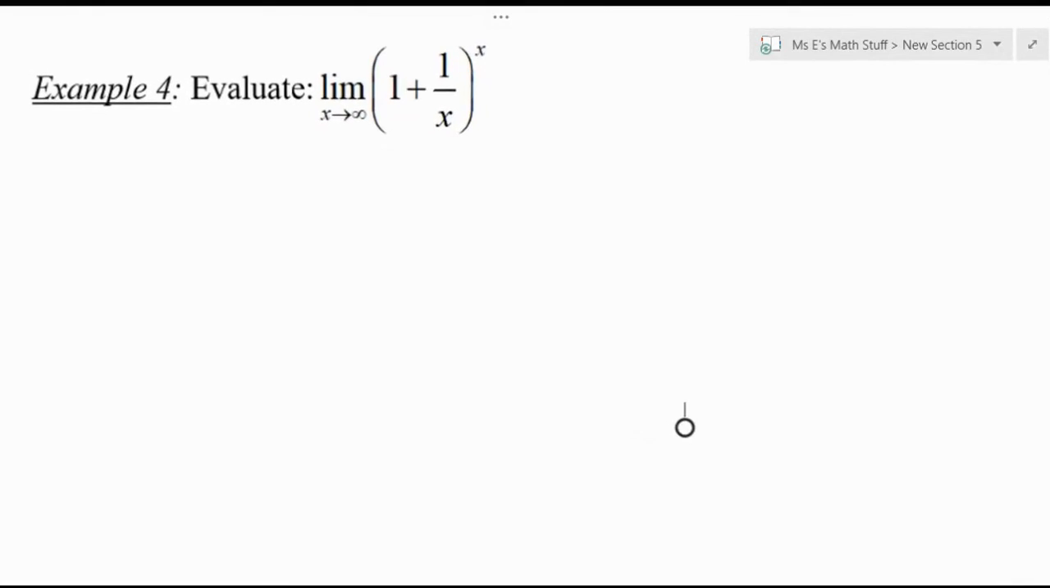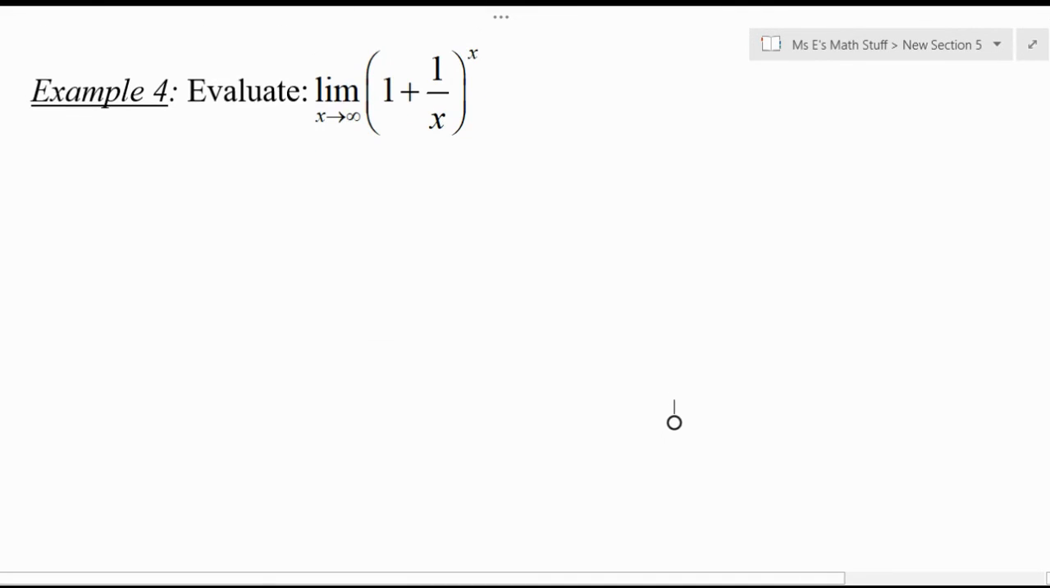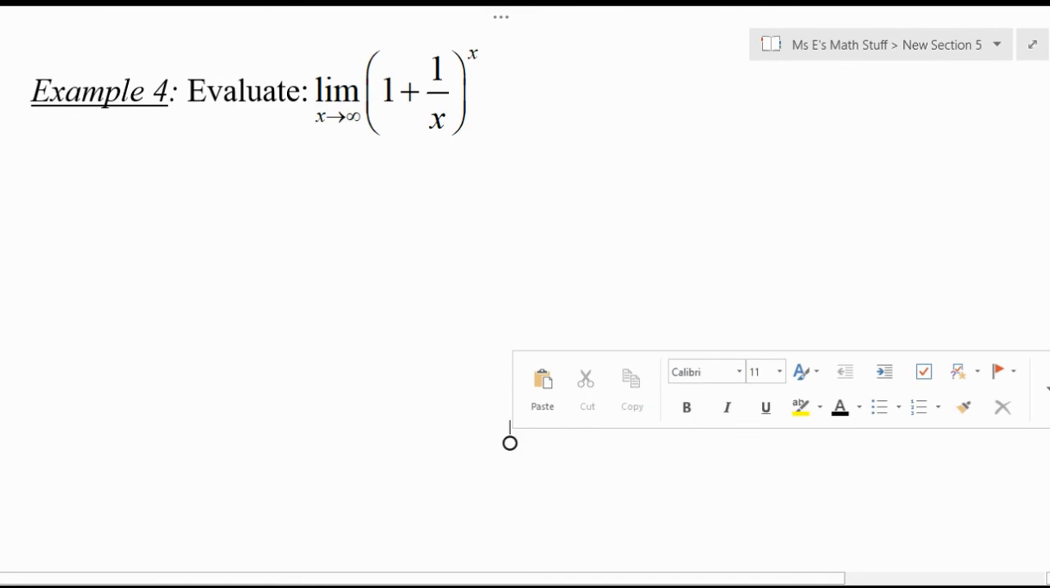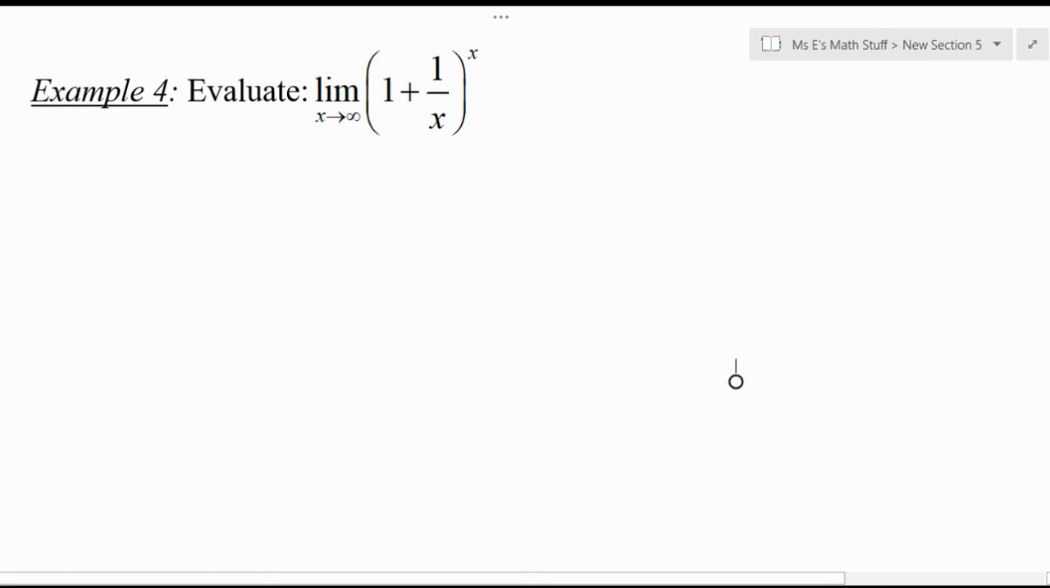All right, I'm going to have you consider example 4, evaluating the limit as x approaches infinity of the quantity 1 plus 1 over x to the x. See how it goes? Check in with me in the next video.